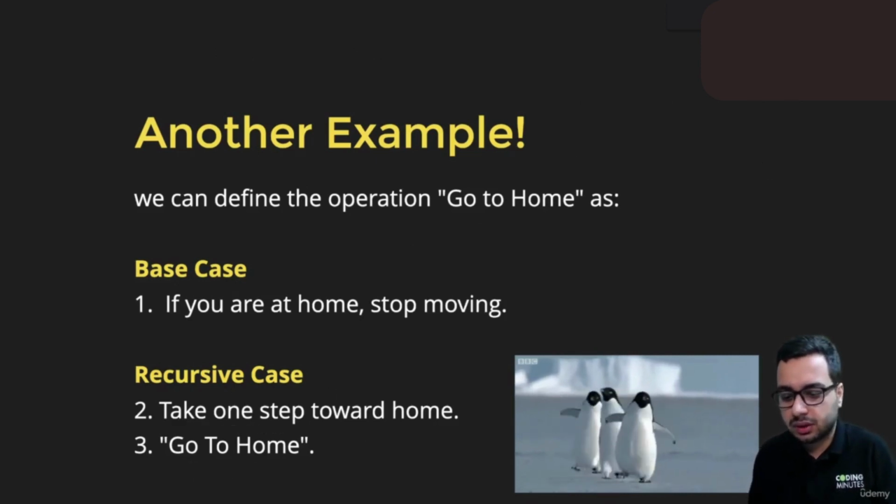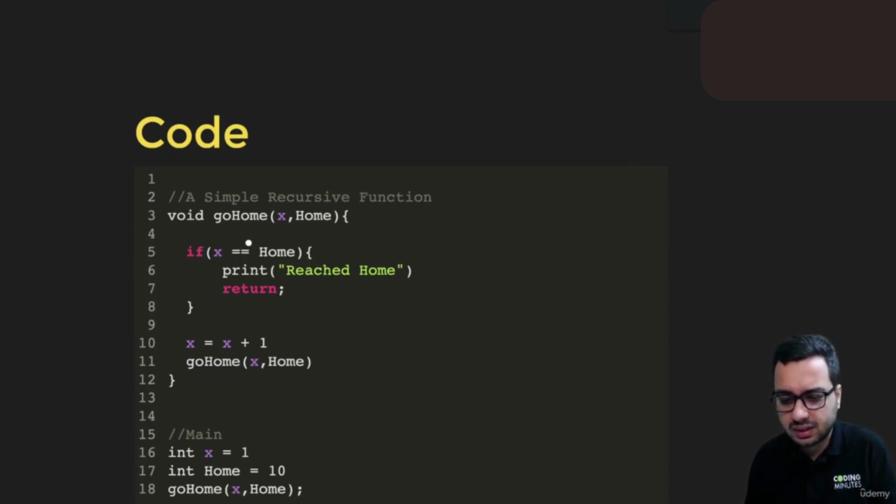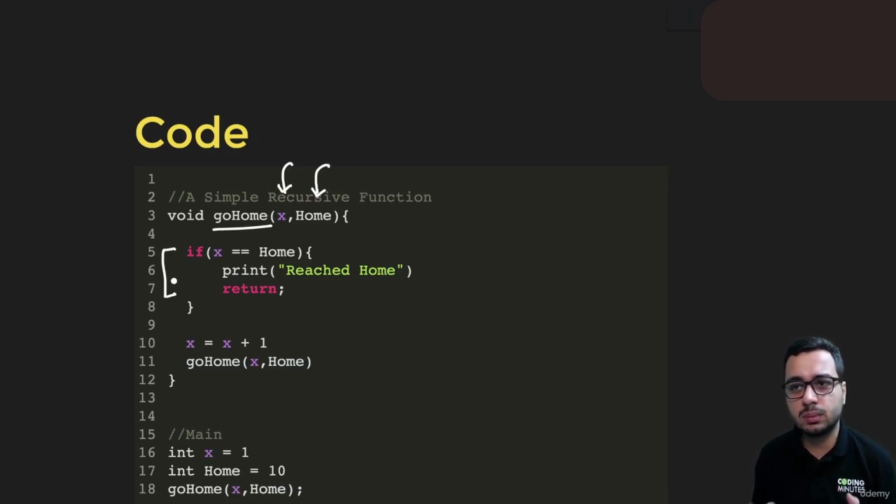You will take one step towards home and you will call the same function go to home from x plus 1. Okay, if I show you in the form of a little bit of pseudocode, this is how the code would look. There is a method go home which gets the current location, and it also gets where the home is located. You check if we have already reached the home, we say okay, we have reached the home, and return. We don't do anything further. Otherwise we take one step and we call go home from that particular step. This is how a recursive code would look.